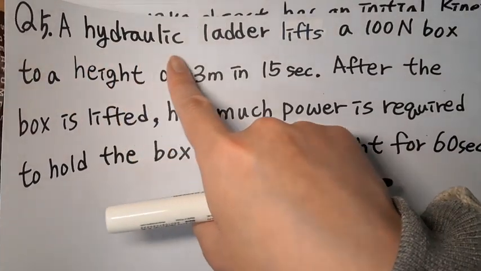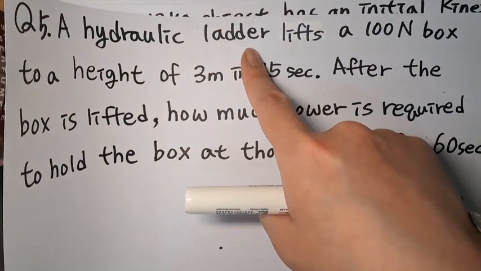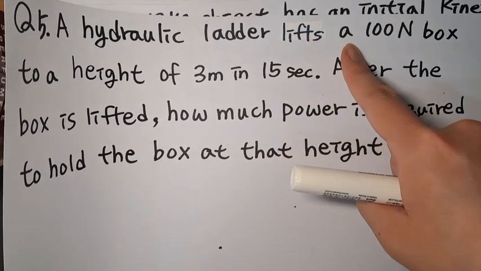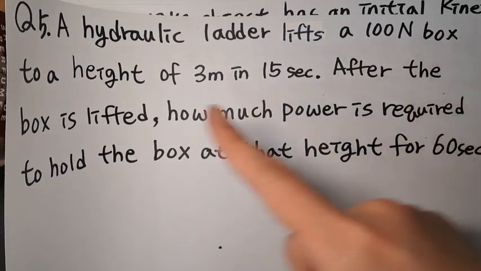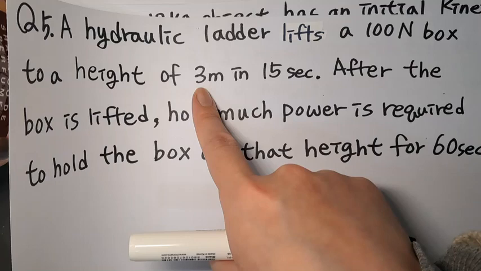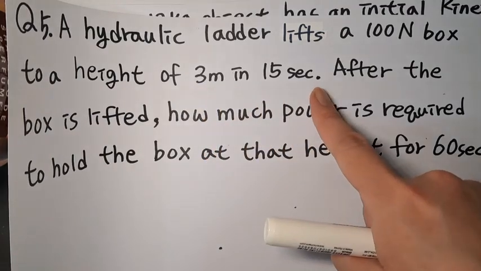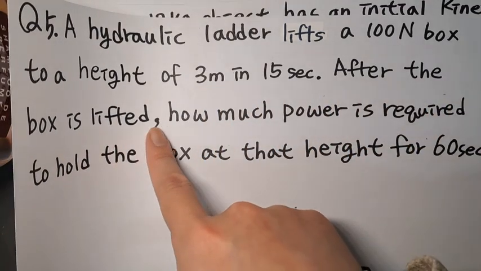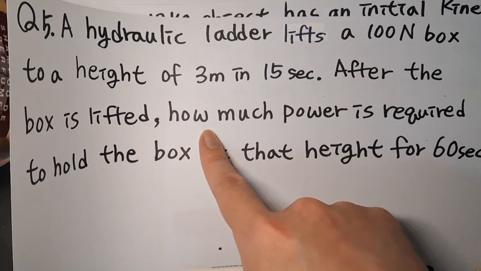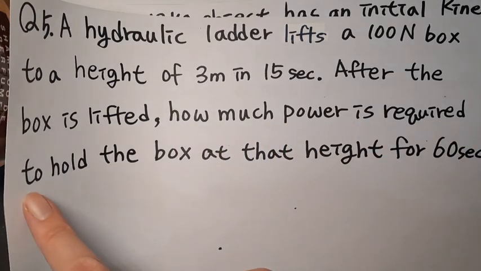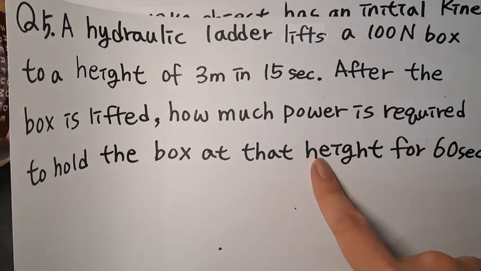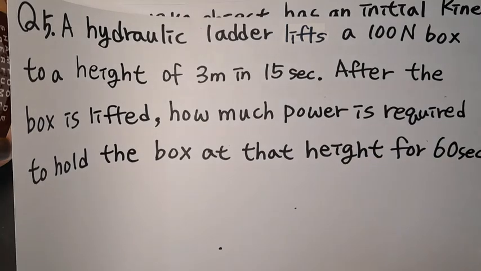A hydraulic ladder lifts a 100 Newton box to a height of 3 meters in 15 seconds. After the box is lifted, how much power is required to hold the box at that height for 60 seconds?